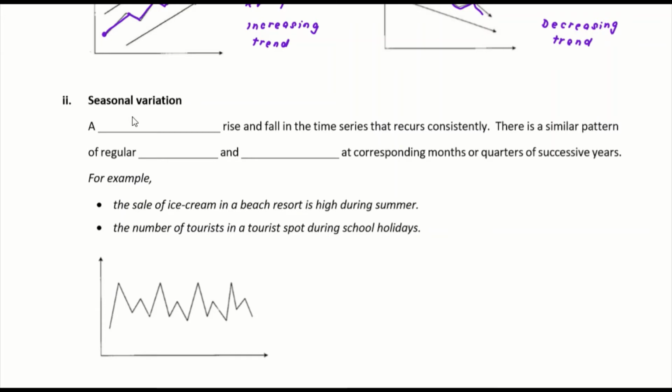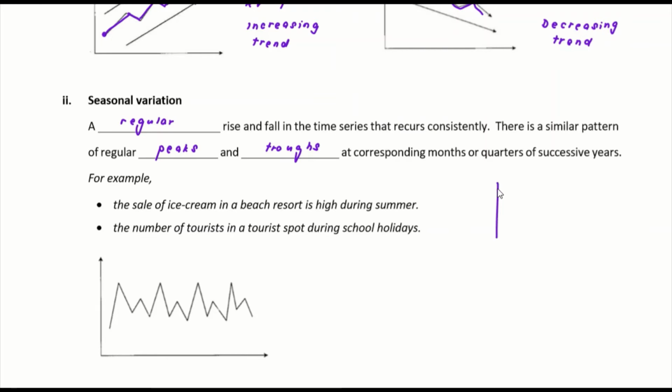What is defined by seasonal variation is that it's a regular rise and fall in the time series that recurs consistently. So recurs meaning repeat, recursive rule, right? So that's why you have a regular rise and fall in the time series that repeats consistently. So there is a similar pattern of regular peaks and troughs when you look at the graph. Okay, so what is a peak and what is a trough?